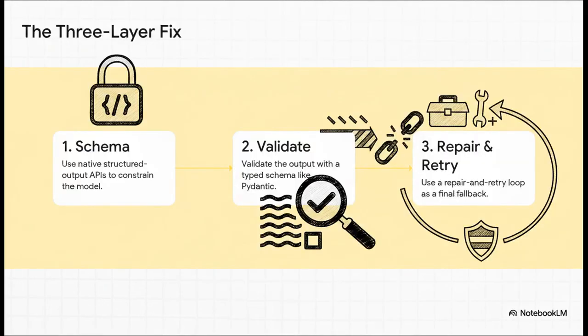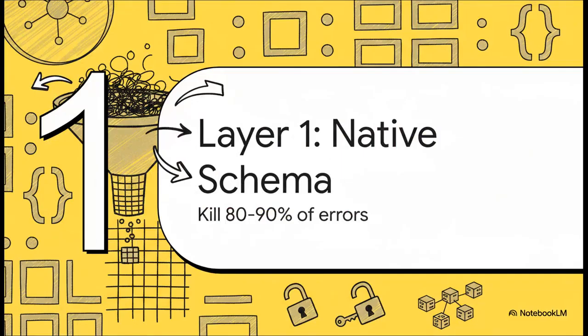So here's the solution. We need a defense-in-depth strategy. This is the playbook. It's a 3-layer fix that builds true resilience. First, we're going to force the model's hand with native schema enforcement. Second, we're going to validate the meaning of what it gives us. And third, we're going to have a fallback loop to repair and retry for those stubborn few that still manage to fail. All right, let's start with layer 1, which is by far the most impactful.